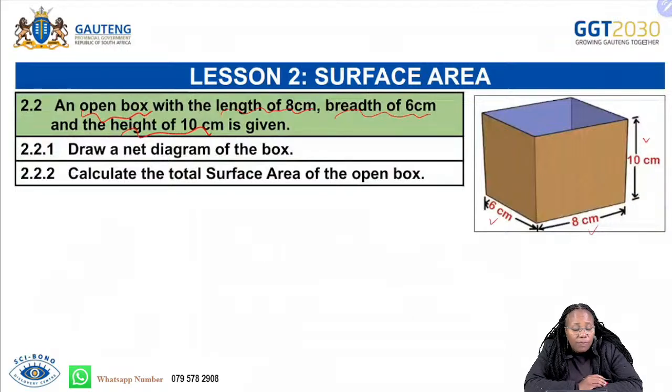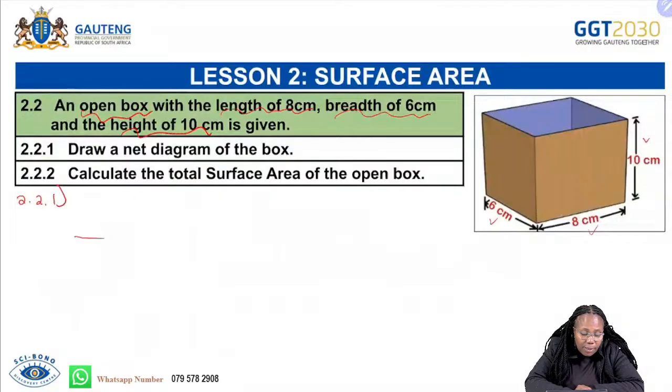And then now, firstly, you need to start by drawing your net diagram. Now, if we cut the sides of this, you will have the base, and then the left part of your box. Let's put dimensions now. For the base, we have 8 by 6.